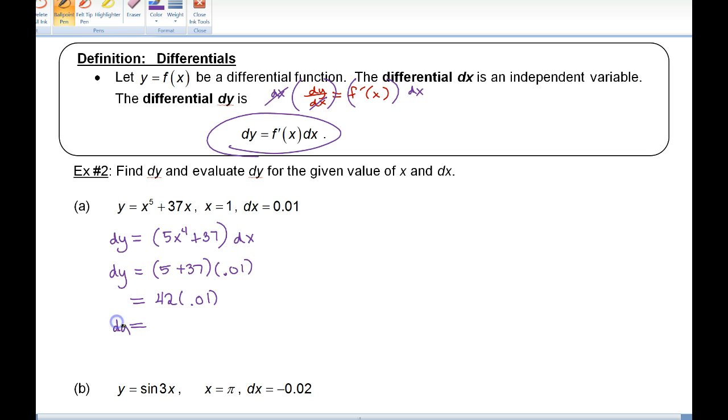Wait, shouldn't we have taken the derivative of 5x to the fourth plus 37 because it's f prime of x times dx?